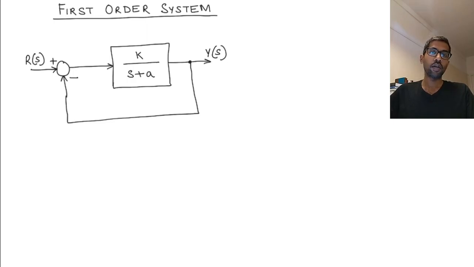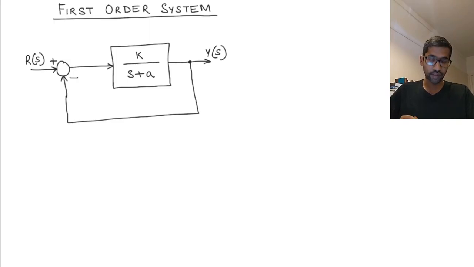In this video, I want to take a look at a first order system, shown on the slide here. The transfer function is given by K over s plus a. We have an input here and we have an output. And I want to look at the response of this first order system to a step input.